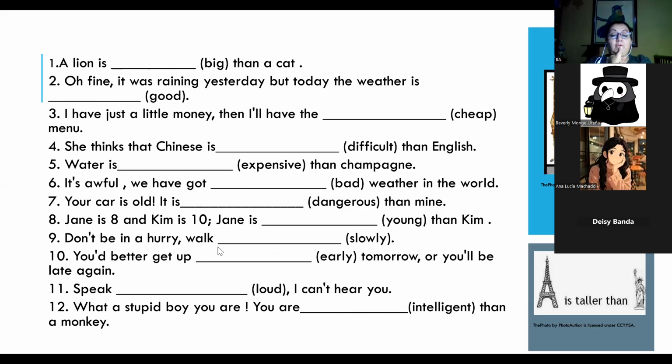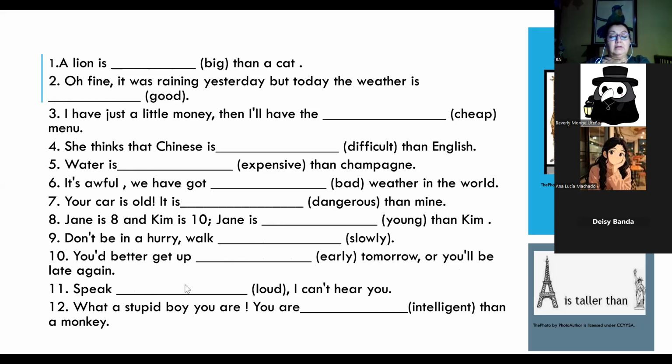Don't be in a hurry. Walk more slowly. You better get up earlier tomorrow or you'll be late again. Earlier. You better get up earlier tomorrow or you will be late again.